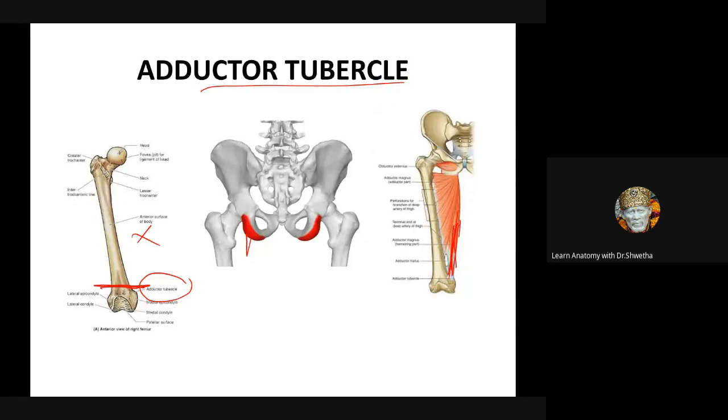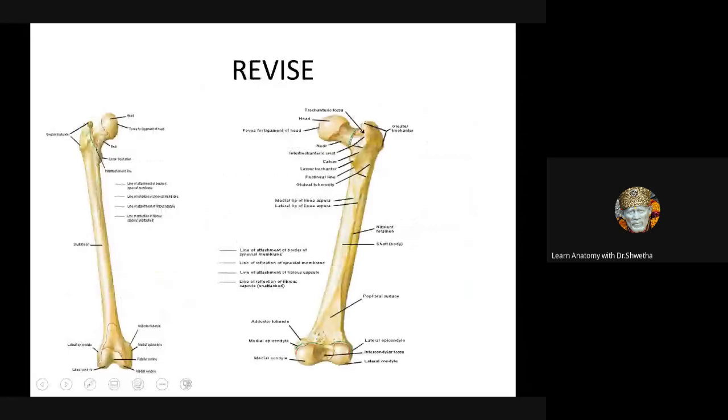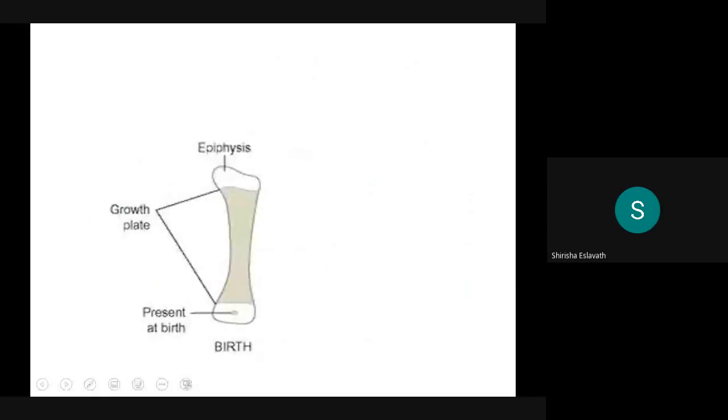Now, that was about the femur. Students, tell me about the neck shaft angle. 125 degrees. In children, 135 degrees. Excellent. 130. Now comes a very important MCQ question. I will tell you what it is.